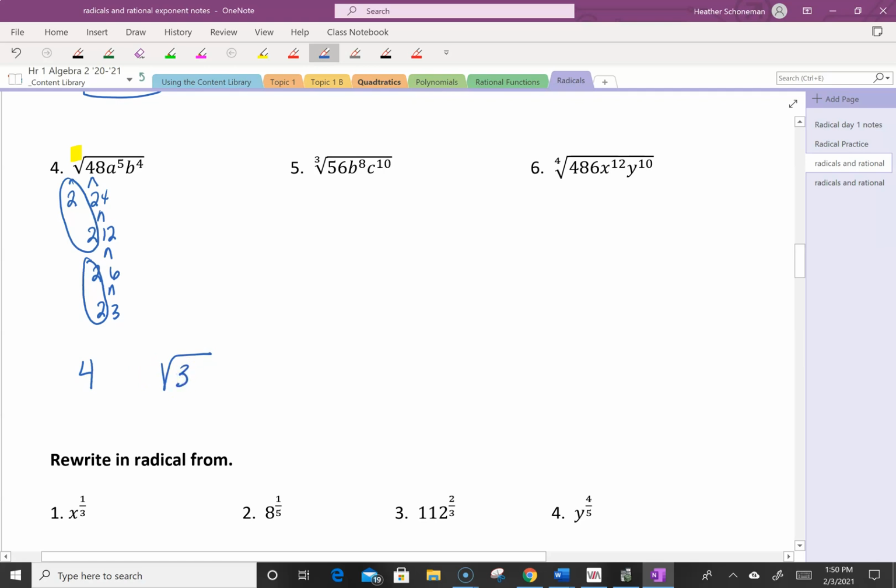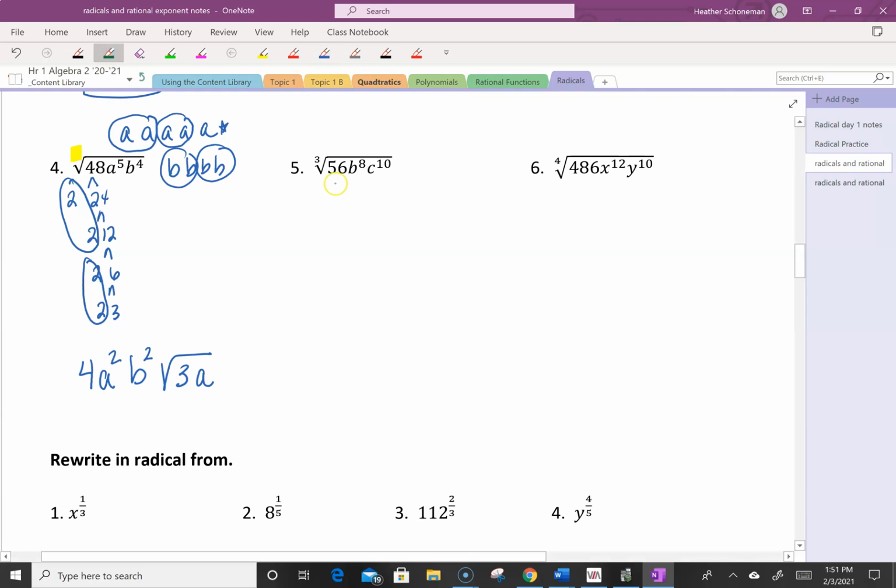Now let's deal with the variables. So with the A's, I have 1, 2, 3, 4, 5 A's. Because it's the square root, I'm looking for groups of 2. So there's 2 groups of 2, but there's this 1 that's left over, so it goes underneath. With the B's, there are 4 B's, and there's 2 groups, but there's none left over, so 2 goes out, but then nothing goes under the radical.